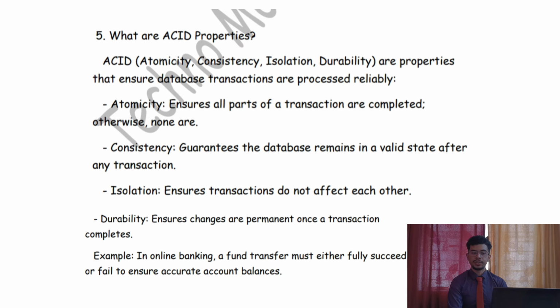Next question, what are ACID properties? ACID stands for atomicity, consistency, isolation, durability. It is a principle that ensures database transactions are processed reliably. Atomicity ensures all parts of a transaction are completed, otherwise none are. Consistency guarantees the database remains in a valid state after any transaction. Isolation ensures transactions do not affect each other. Durability ensures changes are permanent once a transaction completes. Example, in online banking, a fund transfer must either fully succeed or fail to ensure accurate account balance.